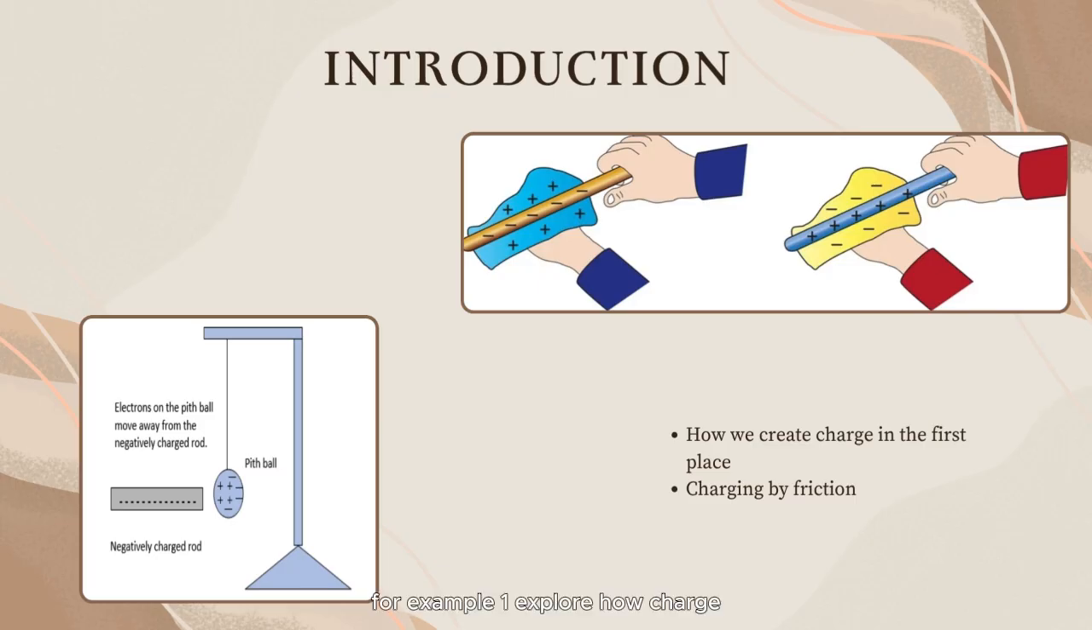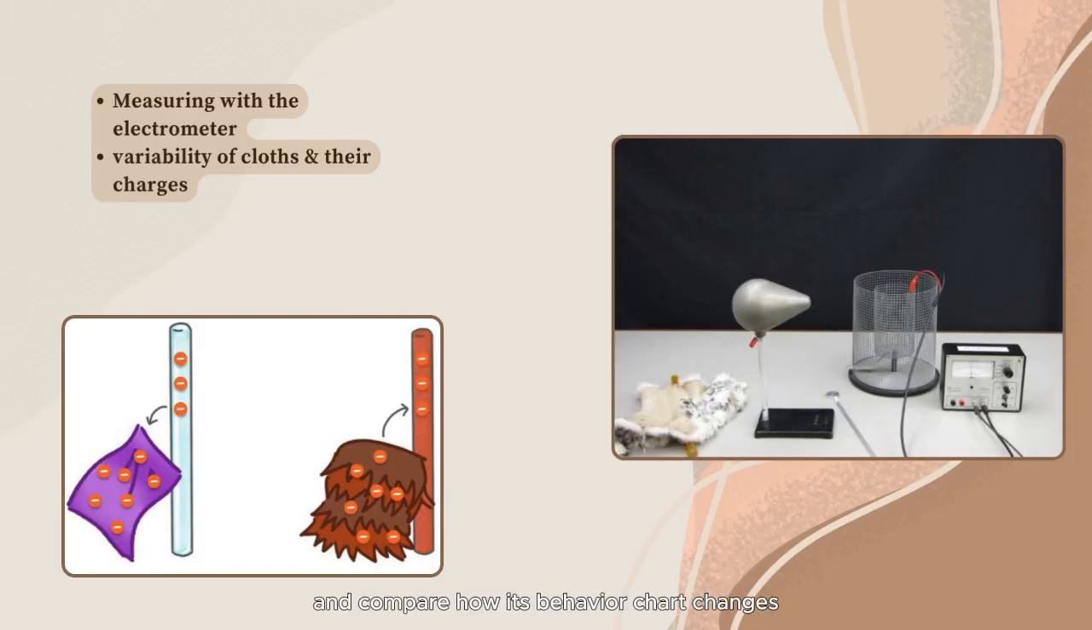For example, we'll explore how a charged rod interacts with a dangling piece of aluminum foil, first without touching it and then after making contact. We'll then move on to a pith ball, which is another small conductive object, and compare how its behavior changes before and after touching the rod. Each step will challenge us to make predictions, observe what really happens, and think about why our results may or may not have matched what we expected.